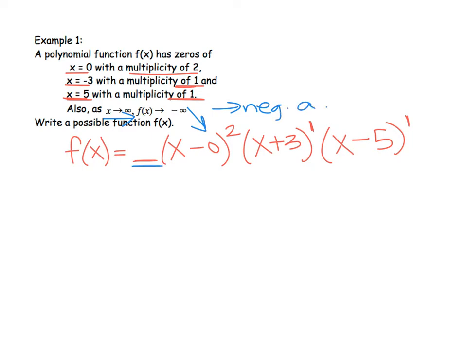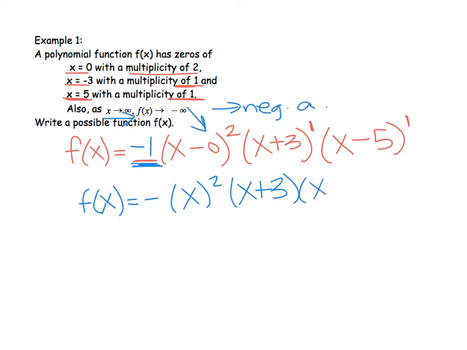So I can choose any negative a value, and I'm going to choose negative 1. You could have chosen negative 2 or negative 3. There's lots of different functions that have these features. So my final answer here would just be f of x equals, and I'm going to write the negative 1 as just a negative sign. X minus 0 is just x squared. X plus 3 to the 1 power is just x plus 3. And x minus 5 to the 1 power is just x minus 5. So this is one possible function that has all of these features.